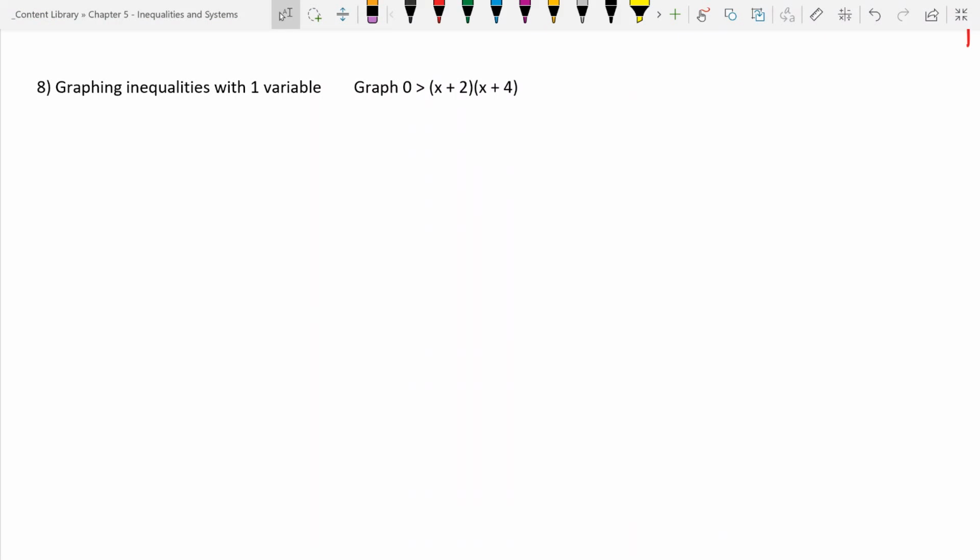This is new material that wasn't really covered last unit. It uses the skills from quadratics and graphing quadratic relations, but you're going to have to actually look at this greater than, less than symbol and figure out how it works. So this is inequalities with one variable.